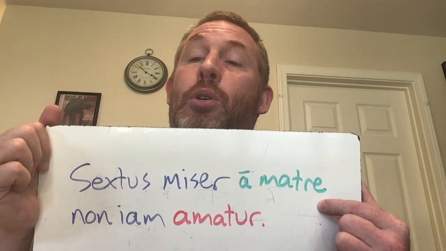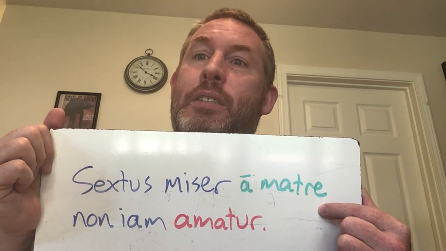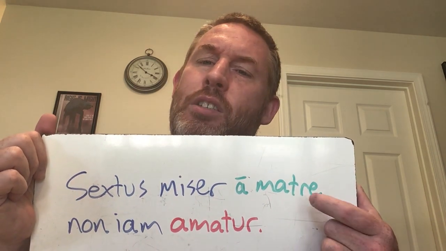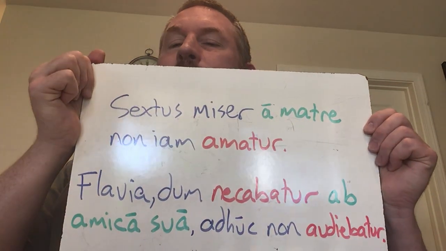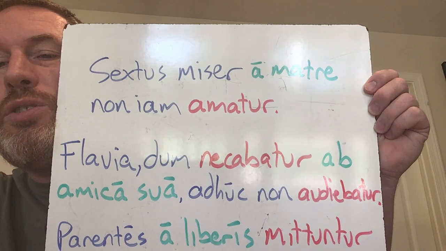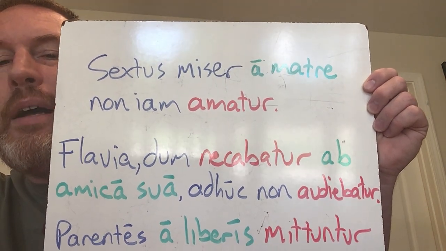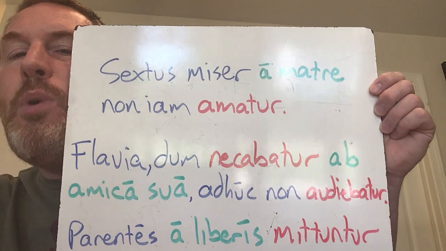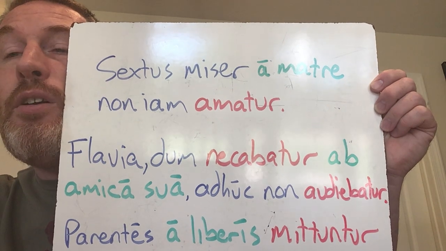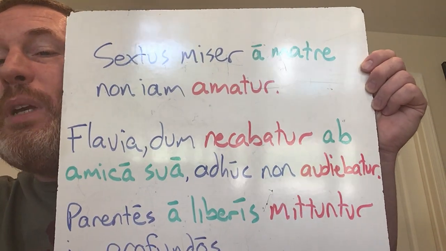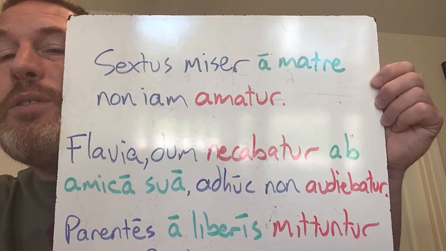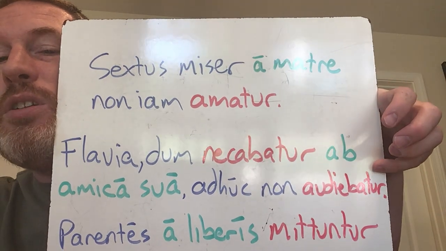So if that's you're talking about who did it. If, on the other hand, I got hit by a stick, that would still be a or ab, and it would be ablative of instrument. They're virtually the same thing. It's just that people aren't things. Next one. Flavia dum necabatur ab amica sua adhuc non audiebatur. Flavia, while she was being killed by her friend, still was not being heard. So notice again, she's being killed by her friend. So ab amica sua. Right? And then you see, while she was being killed, she was still not being heard.